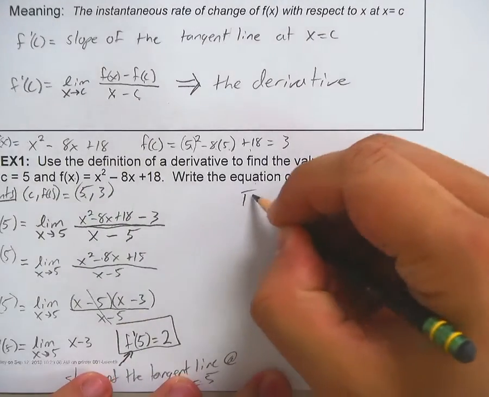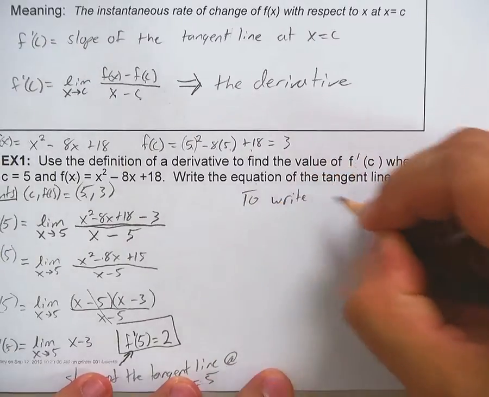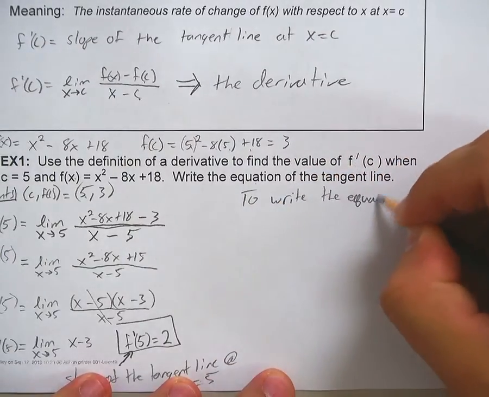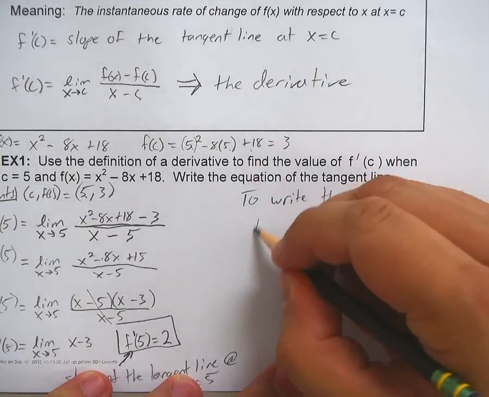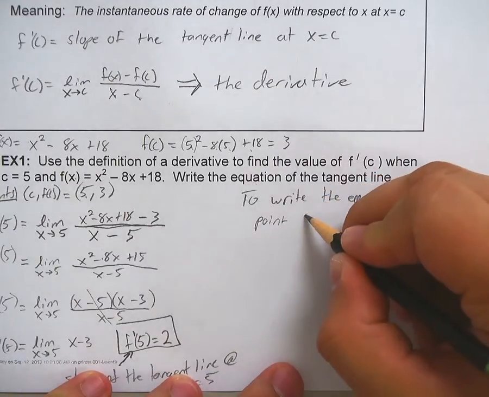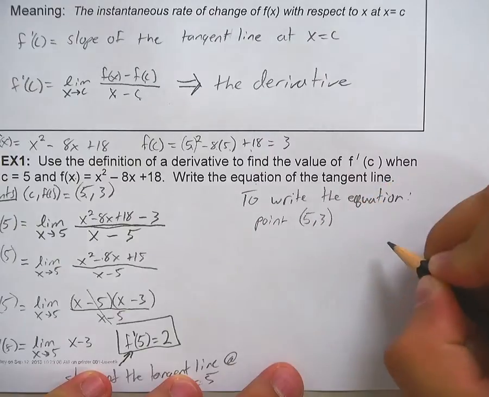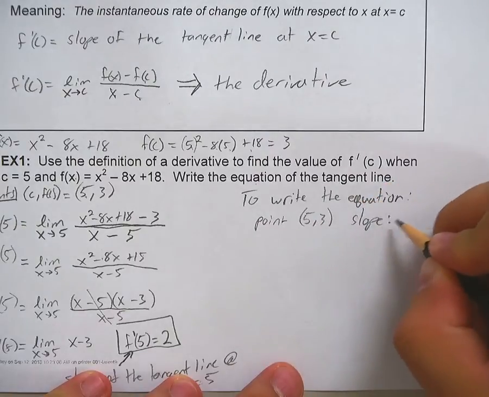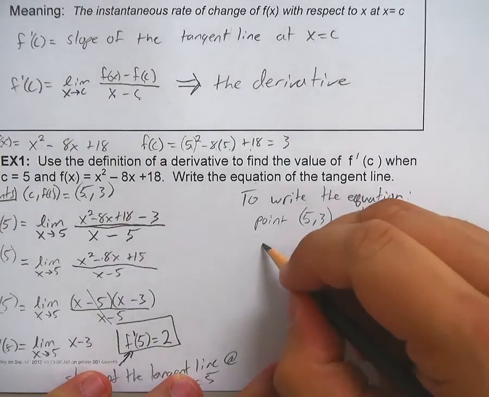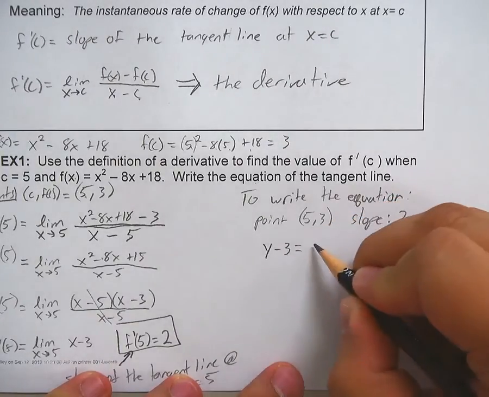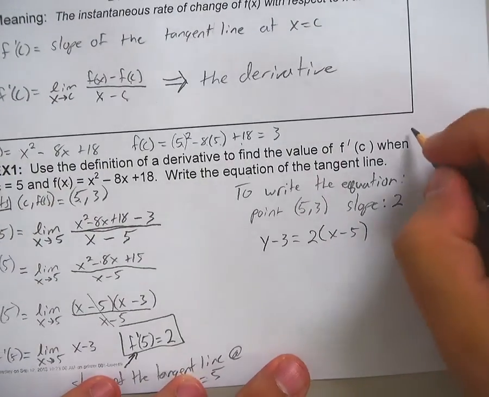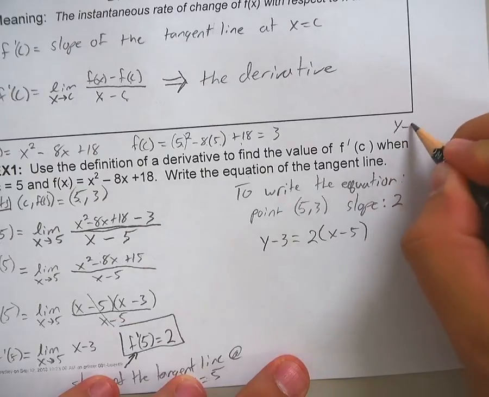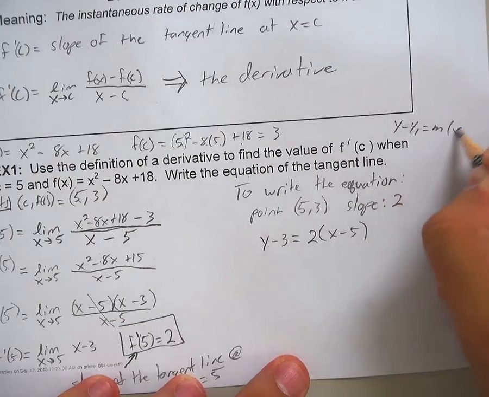So to write the equation, right? You're going to have your point. This is the equation of the tangent line. Remember that. So you have your point, which is 5 comma 3. You have a slope of 2. So it's y minus 3 equals 2 times x minus 5. Remember that's y minus y1. If you need to write that down up here, you can. Y minus y1 equals m times x minus x1.